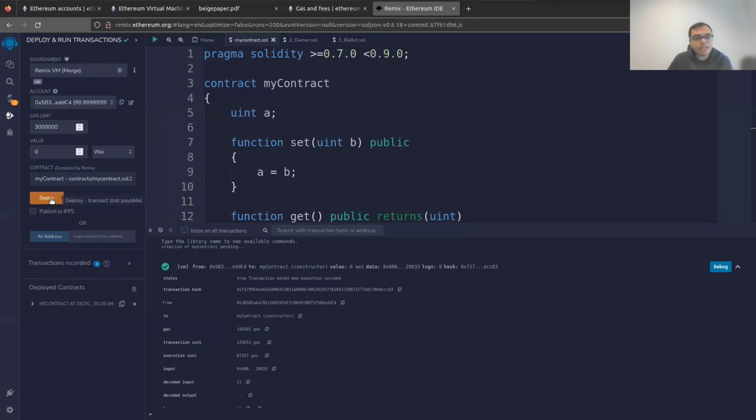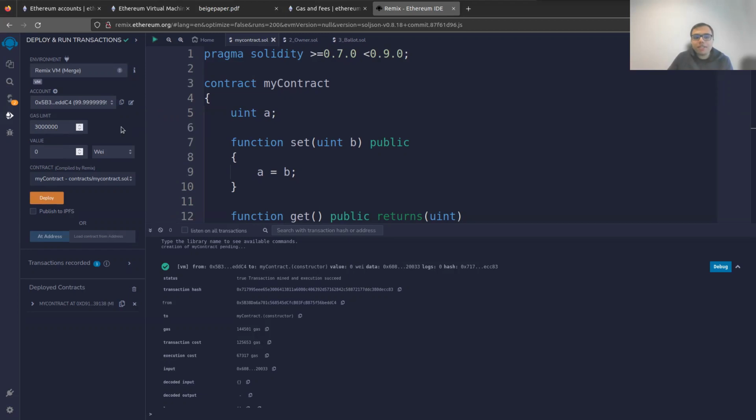And before clicking on deploy, I could set a gas limit. I could set how much I'm willing to pay, how many units of gas I'm willing to pay at most. So I could put a limit on how many units of gas I'm paying. And the default limit is just 3 million. Of course, I can change that.